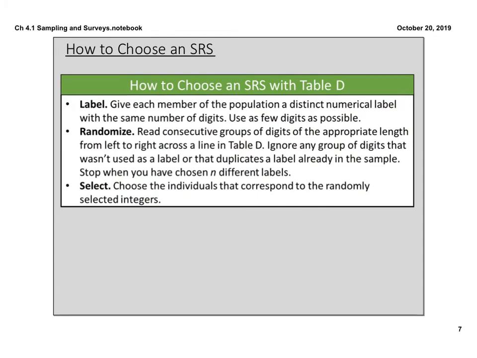How to choose an SRS. The first thing you do is label each individual. Each member of the population gets a numerical value, and then you randomize. You read consecutive groups of digits of the appropriate length from left to right across Table D. Table D is in the back of your book, where we had those tables.